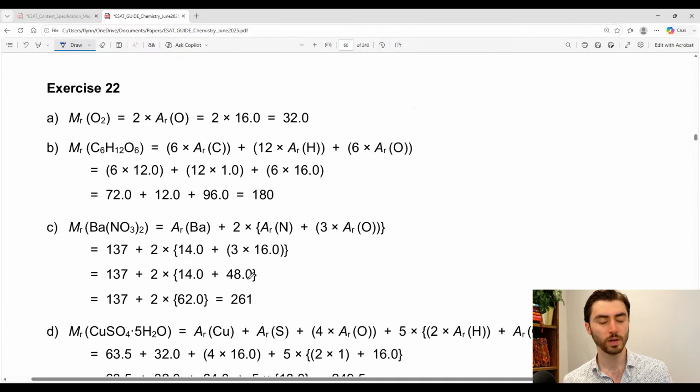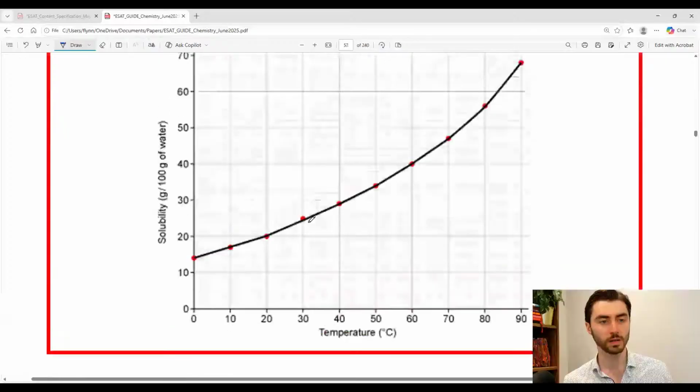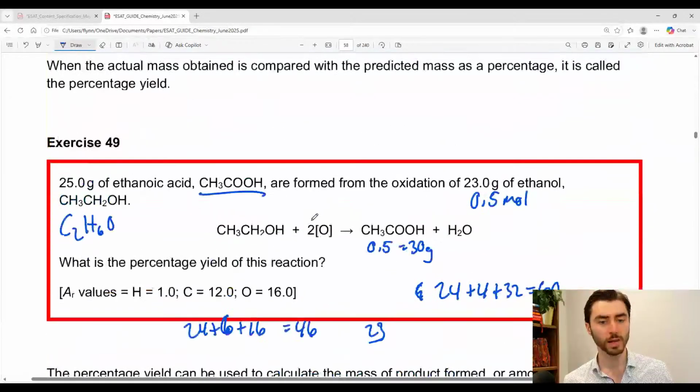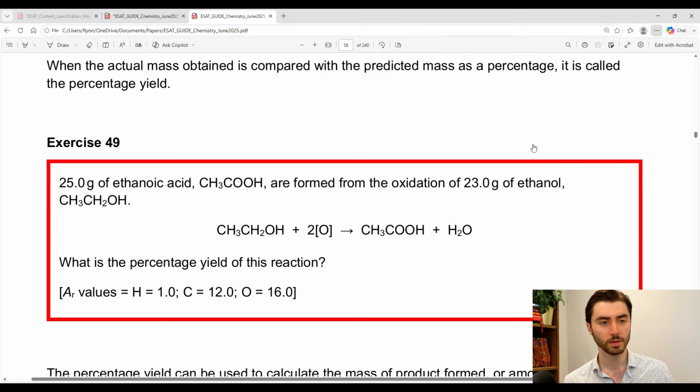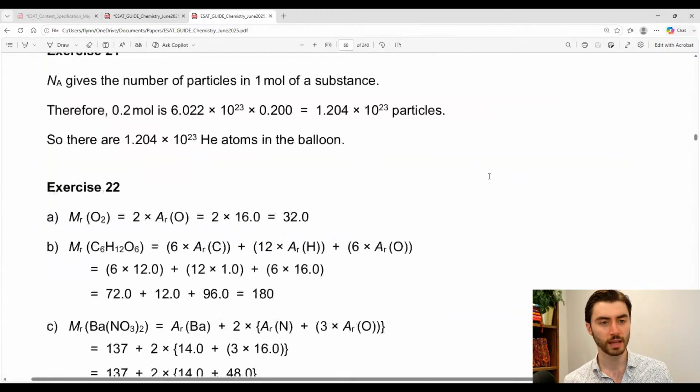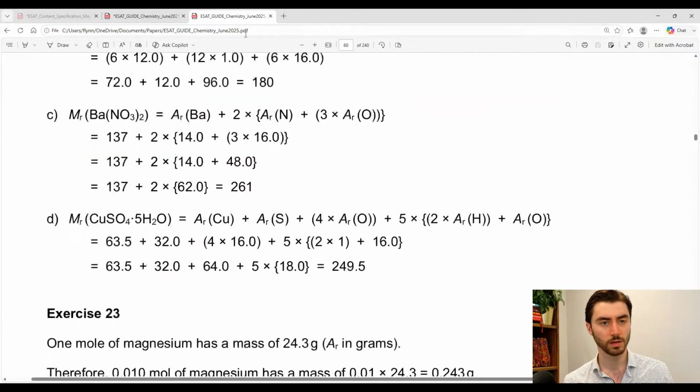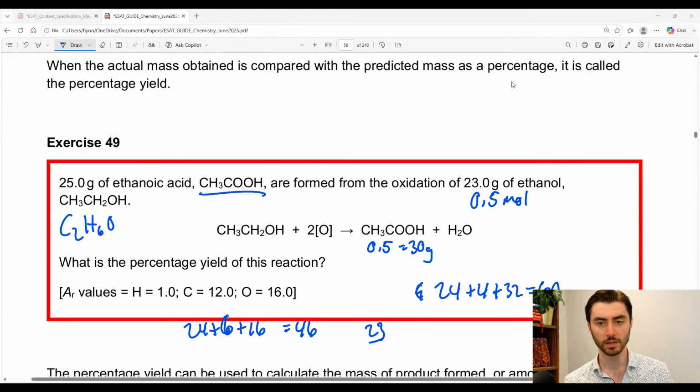So 32, 180, 261. Do you know what I'm going to have to do? I'm going to have to open a second one of these, and I'm going to scroll it down to the answers. And I'm going to go split screen on this. Okay.